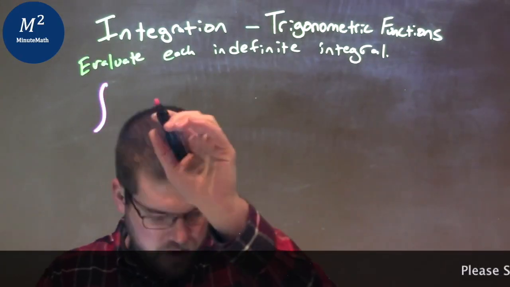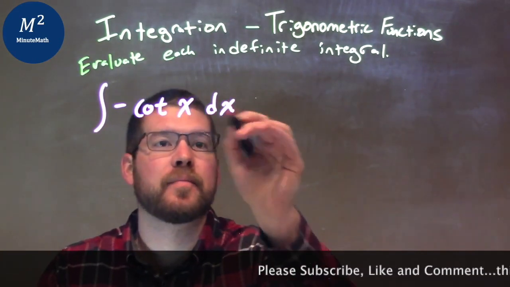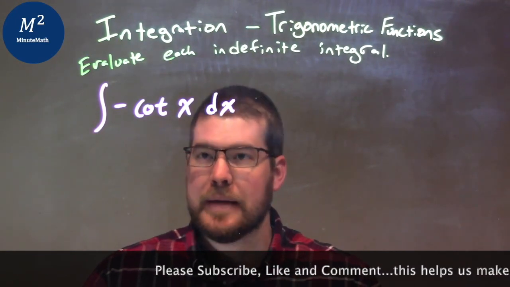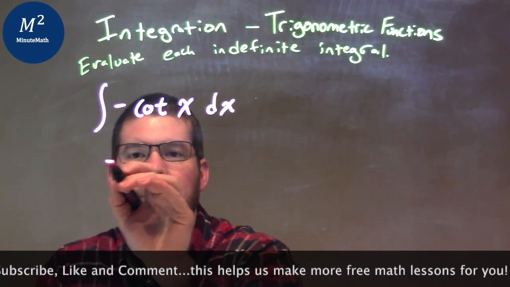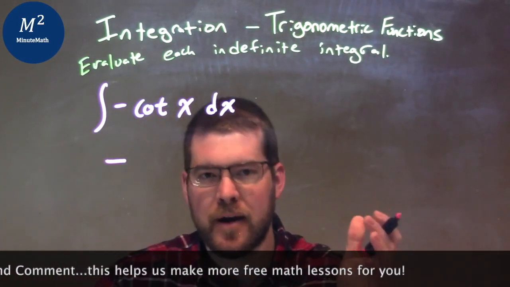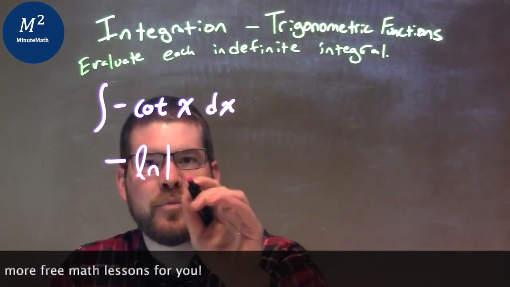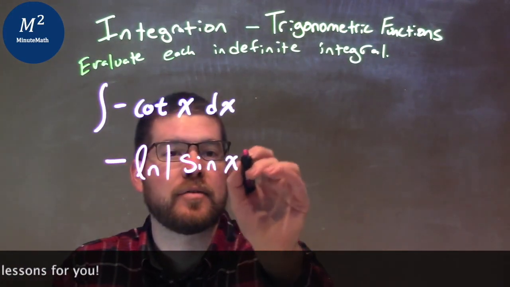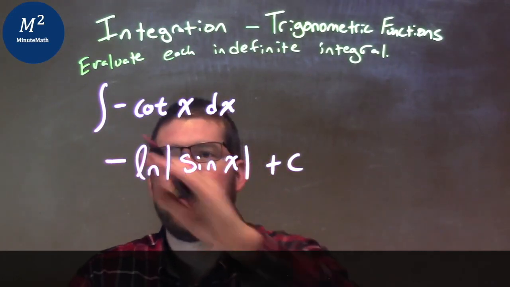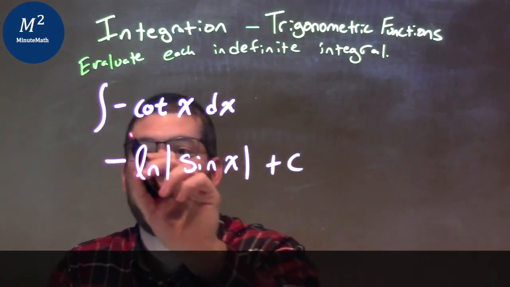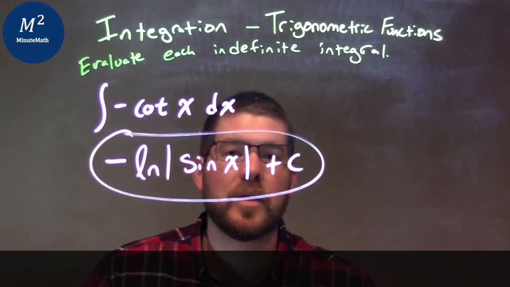So we have the integral of negative cotangent of x dx. Okay? Well, what I want to do here is take that integral. The negative stays up front, so my constant, negative right here. But then I have to know my trig identities. My trig identity for the integral of cotangent is the natural log of the absolute value of sine of x plus c. So this one is pretty much just the knowledge of a trig identity and then keeping the negative out front. But we're pretty much done here. Our final answer is just the negative natural log of the absolute value of sine of x plus c.